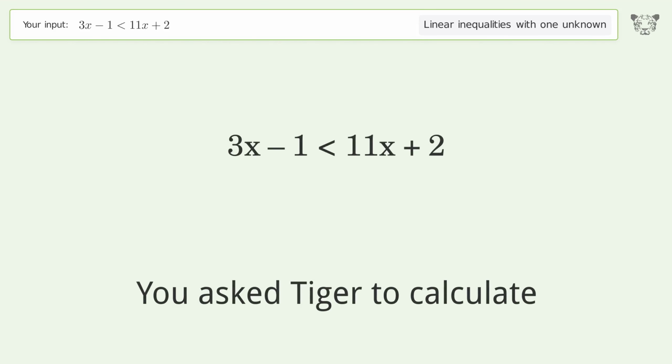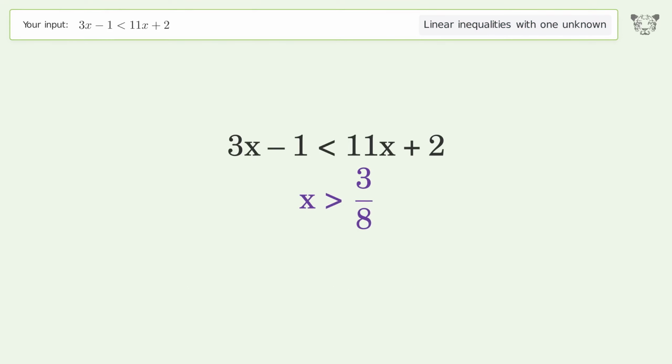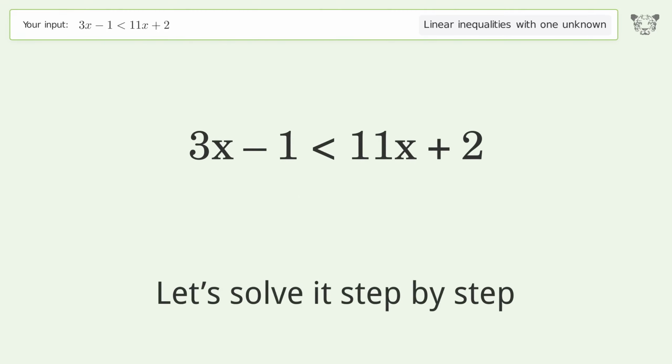You ask Tiger to calculate. This deals with linear inequalities with one unknown. The final result is x greater than -3/8. Let's solve it step by step.